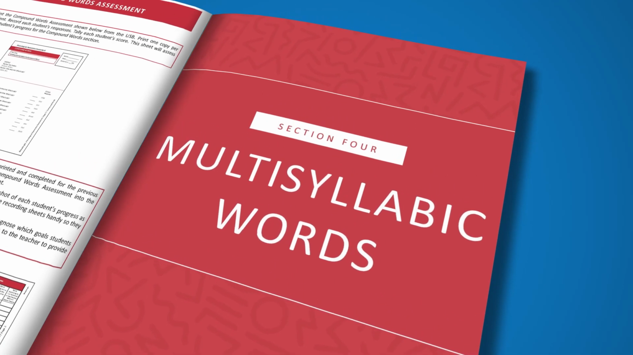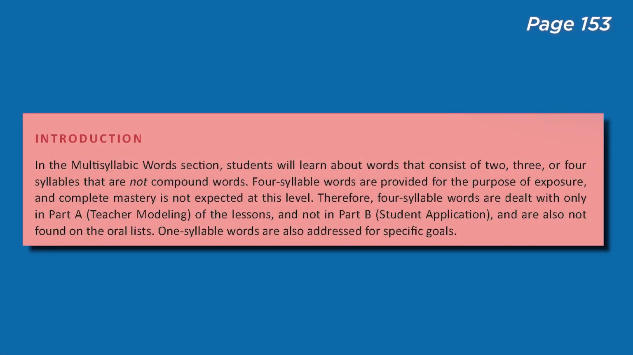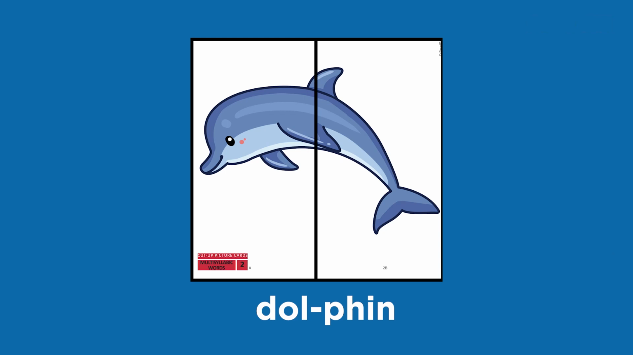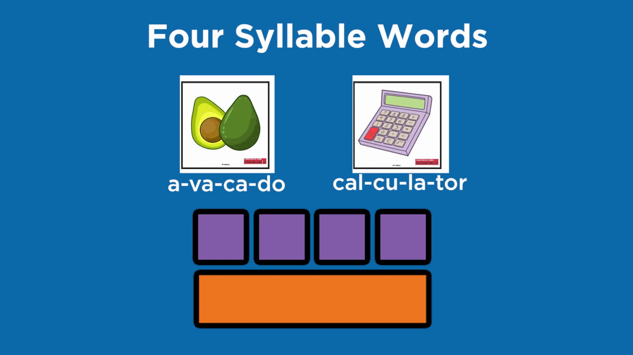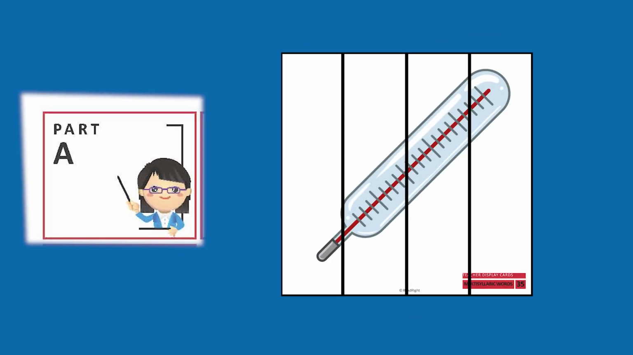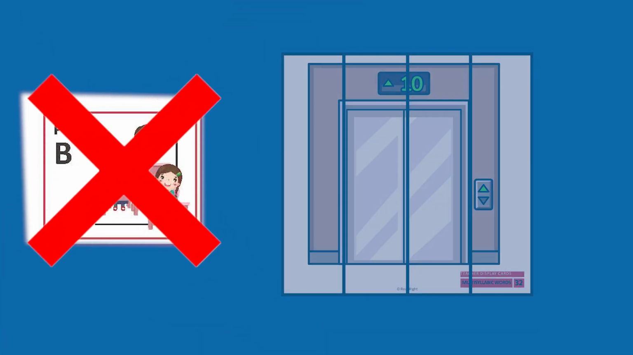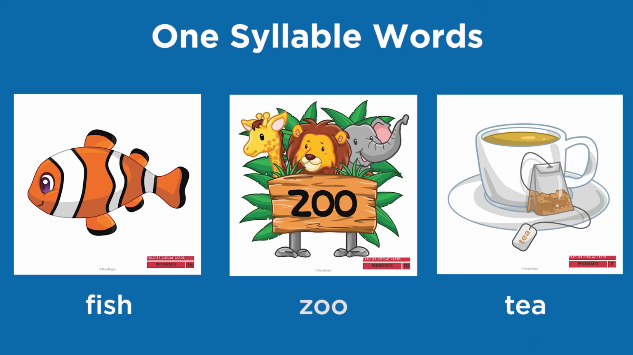Multisyllabic words. Introduction. In the multisyllabic words section, students will learn about words that consist of 2, 3, or 4 syllables that are not compound words. 4-syllable words are provided for the purpose of exposure, and complete mastery is not expected at this level. Therefore, 4-syllable words are dealt with only in Part A, the teacher modeling part of the lessons, and not in Part B, the student application part, and are also not found on the oral lists. 1-syllable words are also addressed for specific goals.